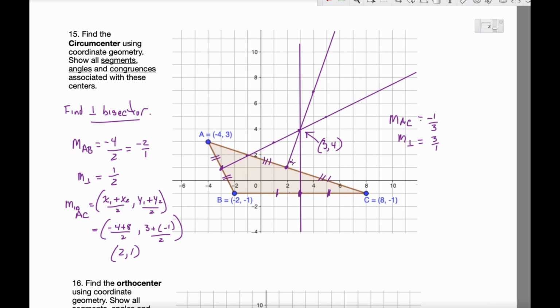Let me put my right angles here. I already have my congruent symbols. And I can circumscribe a circle from this point. Cool. There it is.